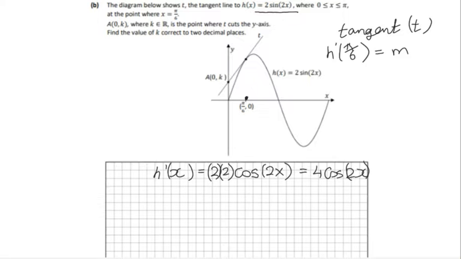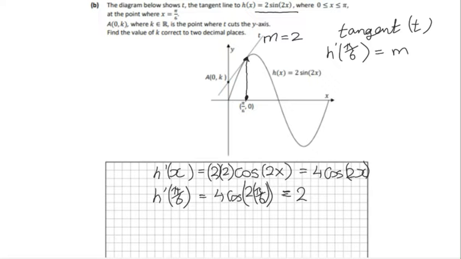Let's substitute in now. So just be aware what you're doing here. So we're substituting this x value into the h dash, which will give us the slope above it, which coincidentally will be the slope of the tangent. So we'll have 4 cos of 2 by pi over 6, which is cos of pi over 3. So 4 by a half will give 2. So slope now, m, is equal to 2.